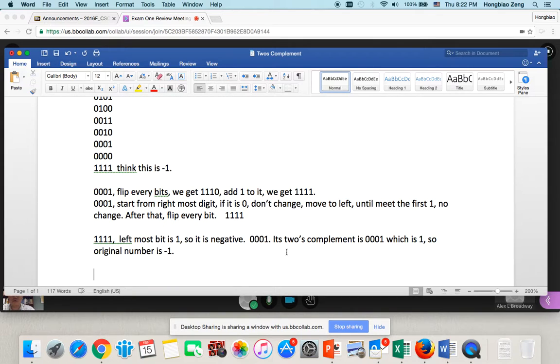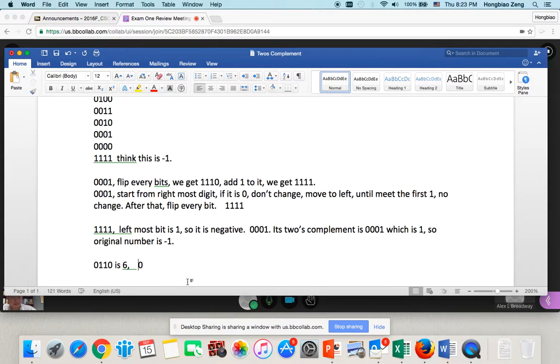Now let us give another example. I want to know the representation of negative 6. I start from positive 6, which is 0110. I use the rule we just did. I start from the rightmost bit, 0, no change. Next 0, no change. Then the first 1, no change. And the rest, moving to the left, I flip over. So it's 1010. This will be negative 6.